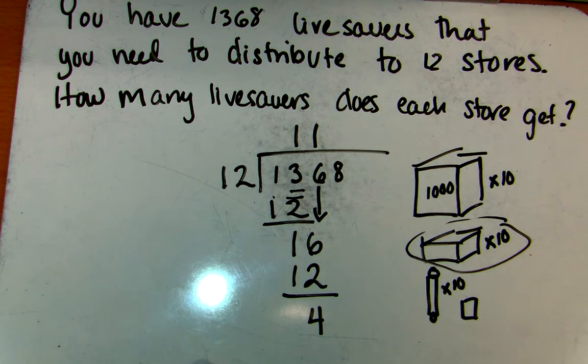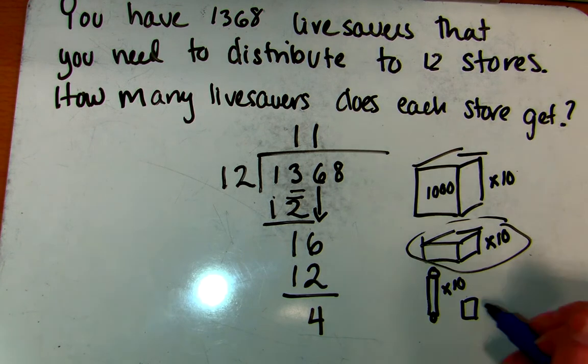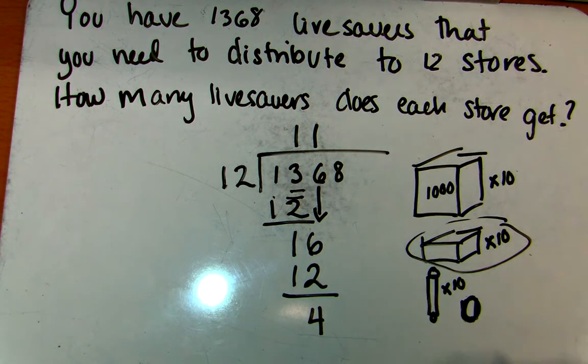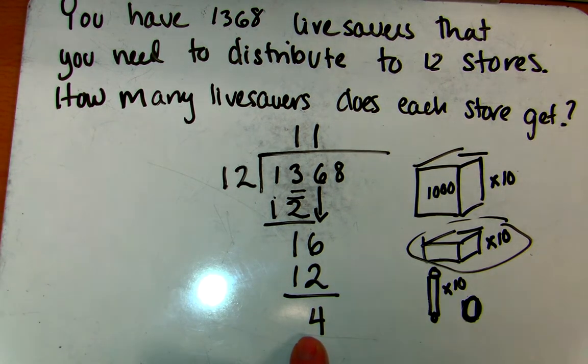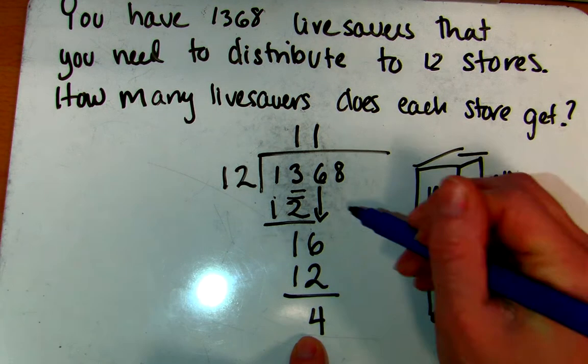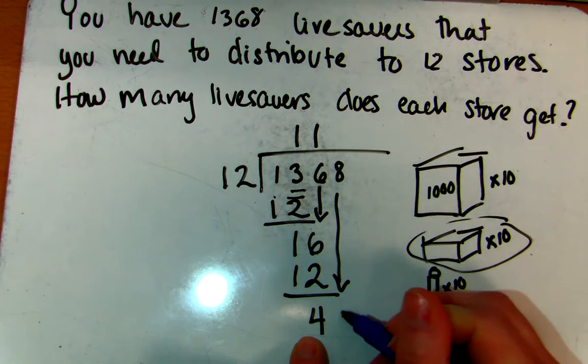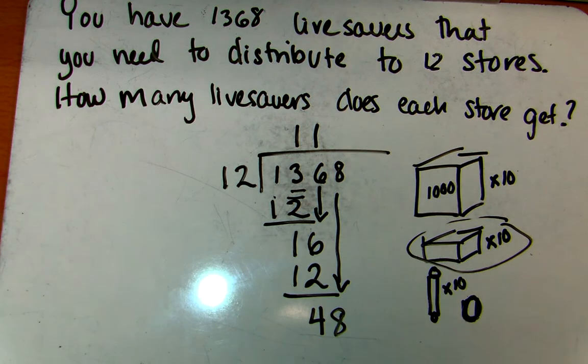So, but again, I've got 4 rolls. I can't distribute them among 12 groups unless I change them for individual Lifesavers, which is the last thing I'm going to do, right? And each one of these rolls has 10 Lifesavers in it. So in fact, 4 rolls is 40 Lifesavers plus the 8 Lifesavers that I already had. So now I have 48 Lifesavers. And I'm going to distribute those into 4 groups.